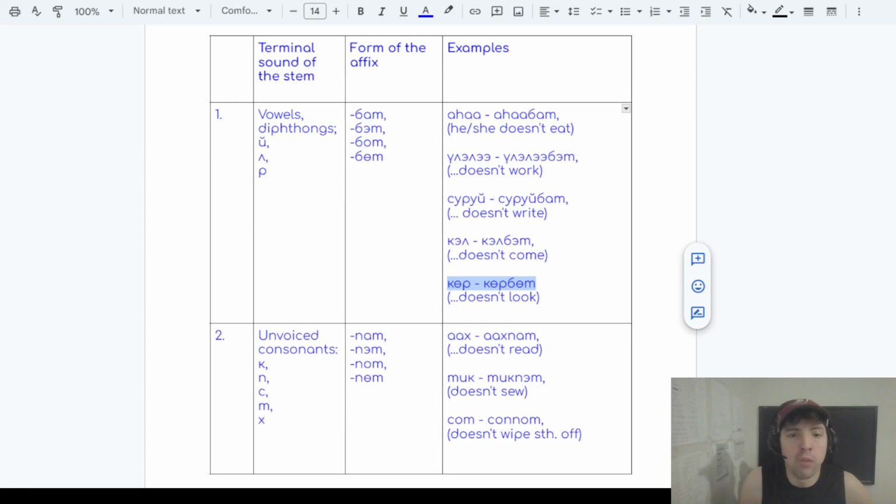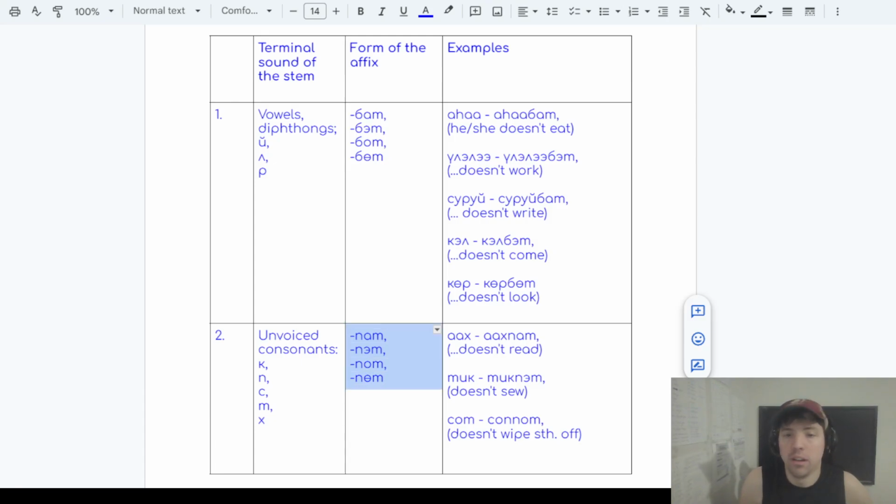After the unvoiced consonants k, p, s, t, or ch, you are going to add pat, pet, pot, or put. This is simply because it's easier to say a P sound after those sounds than it is to say a B sound. So, to read, pat, doesn't read. Tik, to sew. Tikpet, doesn't sew.